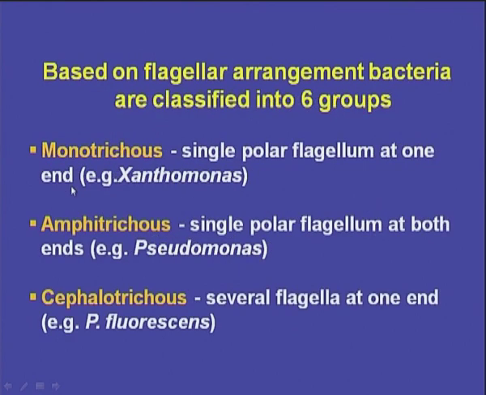Based on flagellar arrangement, bacteria are classified into these 6 groups. First is the monotrichous. It has a single polar flagellum at one end. This is found mostly in Xanthomonas. Then amphitrichous, a single polar flagellum at both ends. This is found in Pseudomonas. And then cephalotrichous, several flagella at one end, for example in Pseudomonas fluorescens.